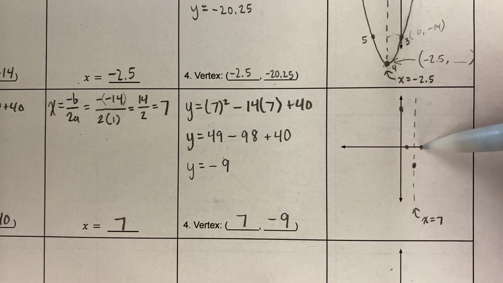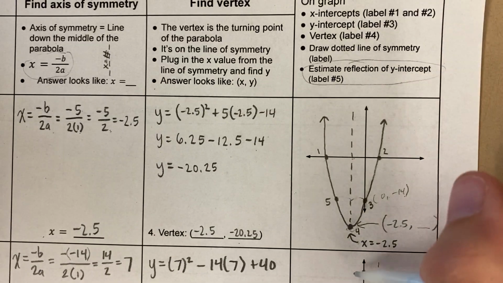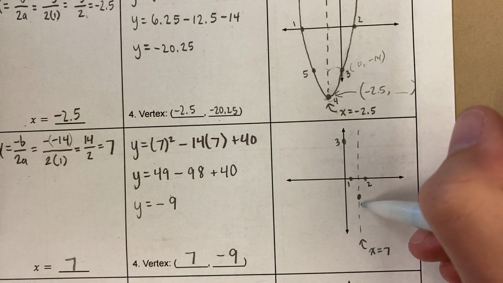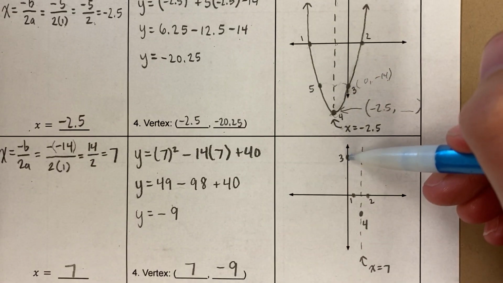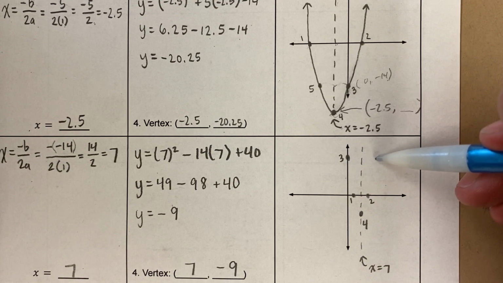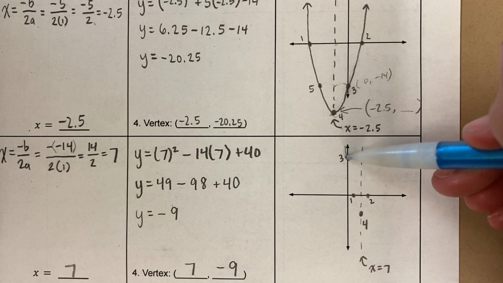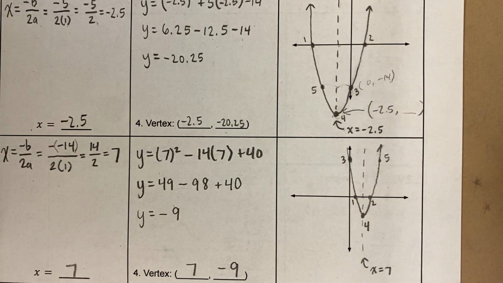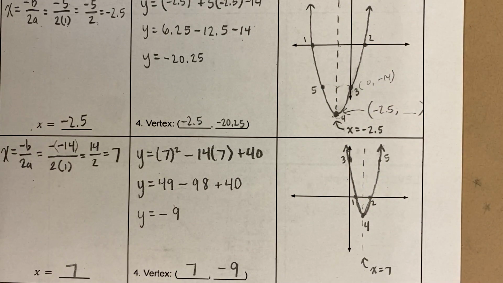Look, I have my x-intercepts. I'm labeling them 1 and 2. I'm labeling my y-intercept, number 3. I'm labeling my vertex, number 4. Okay, and now I drew my dotted line of symmetry. My last thing before I draw my curve is I'm going to take this y-intercept and reflect it across this. I'm pretending there's a mirror on this line, and I'm going to reflect it here, put a 5 on it so I can see where my line's going to go. And it's going to look something like this. All right, there it is. Your turn.